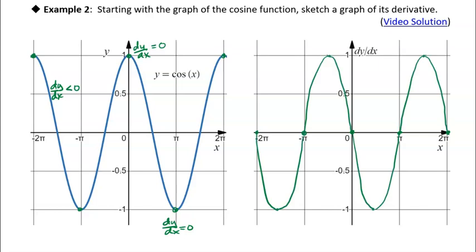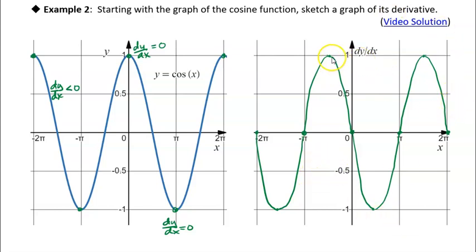All right, so I've done that. I've just looked at the slopes for these various sections of the curve. The slope is negative between negative 2 pi and negative pi, so the values of my derivative are negative over here. And then the slope is positive, and so I've drawn positive values of the derivative, and then negative, and then positive.